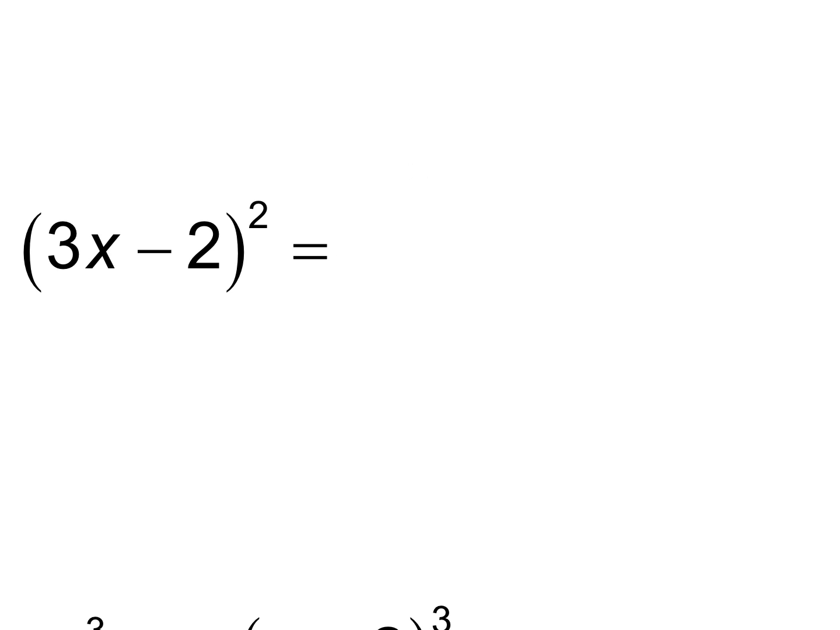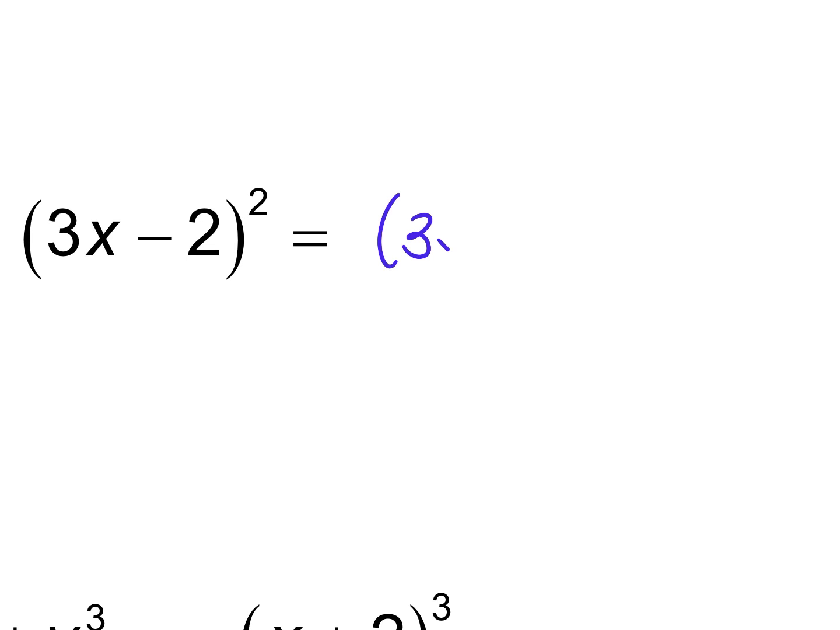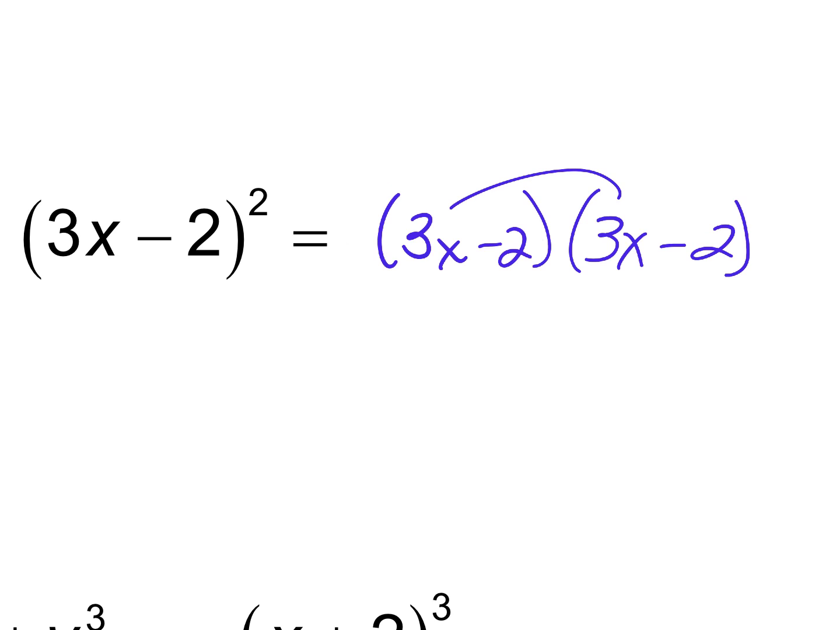2 parentheses. In each parenthesis, it says what? 3x minus 2 times 3x minus 2. Are the middle terms going to cancel out on this one? No. If the signs were opposite, the middle terms would cancel out. But they're not opposite. They're the same. So this is just going to become a FOILing problem.